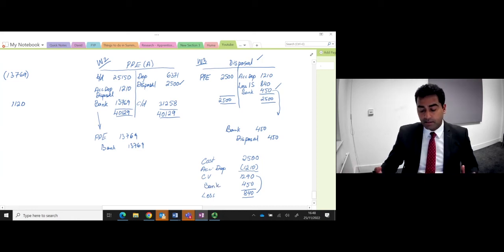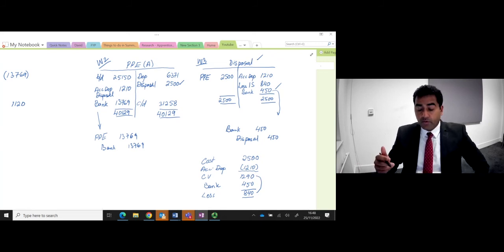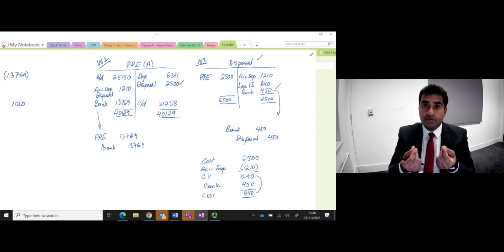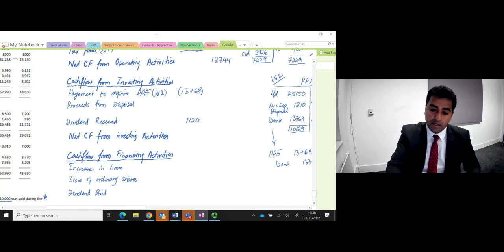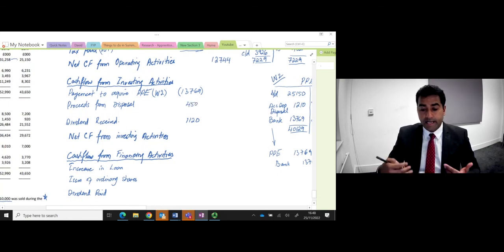And now this is another way to find out how much cash we have received. So this is the cash, 450 has been received. So this is the real cash coming into the business. I need to record it in my cash flow statement, 450 in positive, because this is cash coming in.